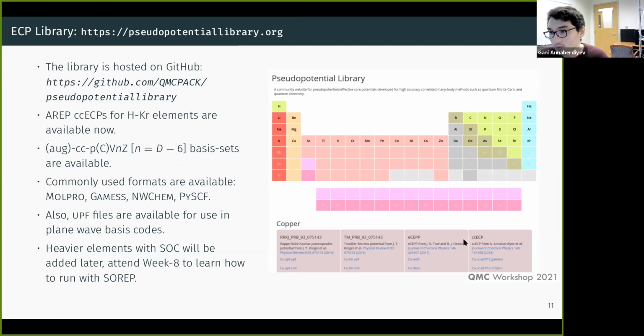So here, in this figure, the copper element is shown. As you can see, the CCECP is here, and the ECPs from Trail and Needs, ECPs from Dolg et al. are here, which are also quite accurate pseudopotentials. Also, these potentials from Trail and Needs are also accurate from our tests. So those are available here as well.